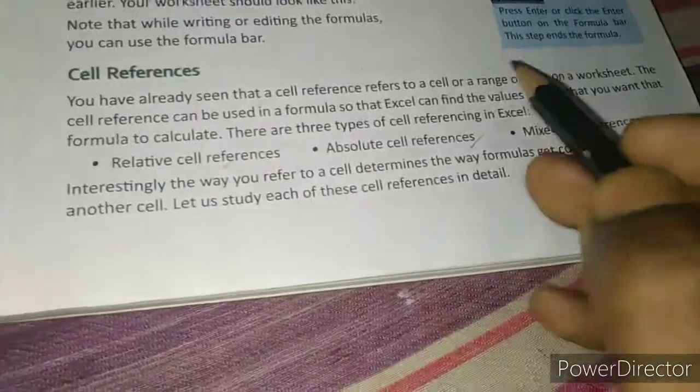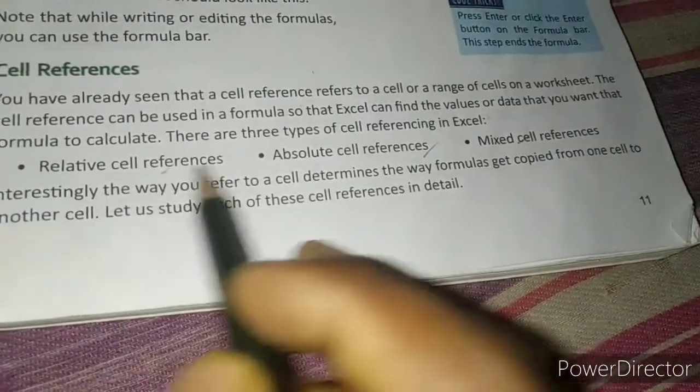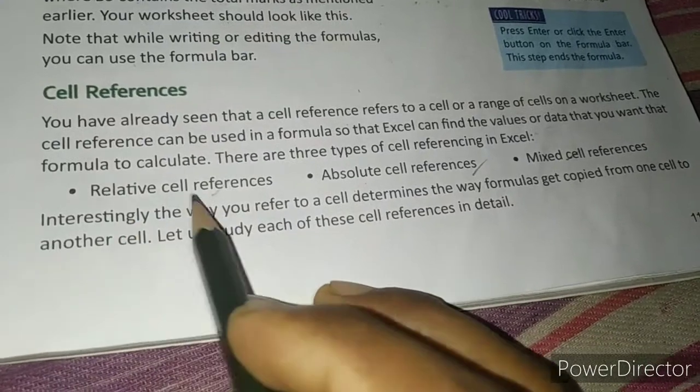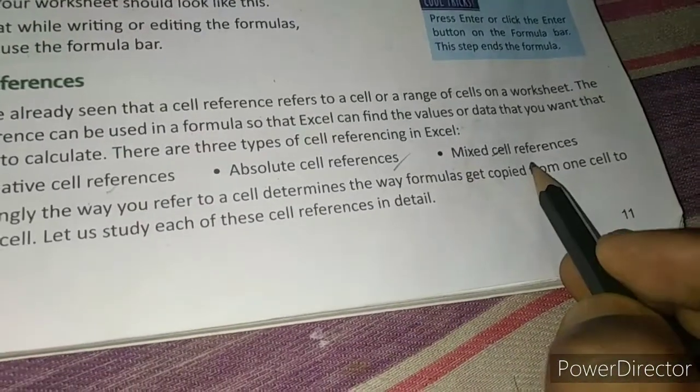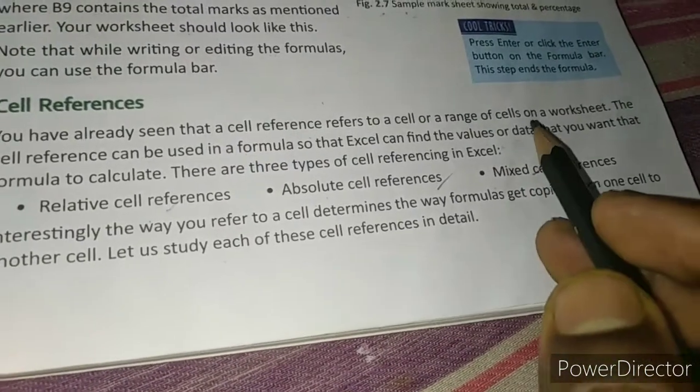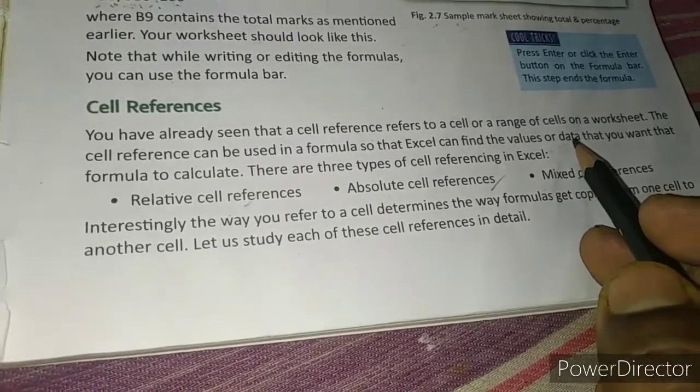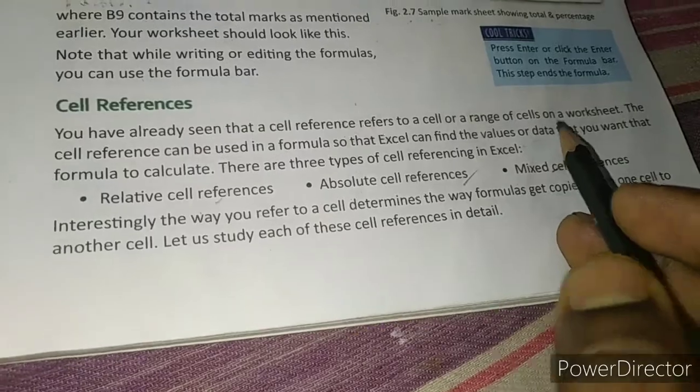After that, what are the types of the cell references? These are relative cell references, absolute cell references, and mixed cell references. We will discuss one by one. Clear? All these three.